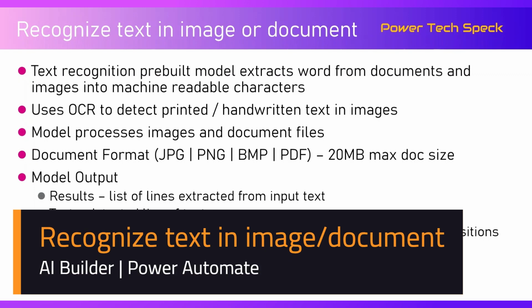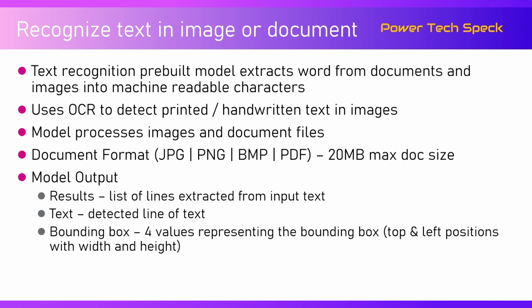Let's look into one of the actions within AI Builder, named Recognize text in an image or a document. So what does this action do? This action recognizes the text and extracts the words from documents and images into machine-readable characters. Basically, it uses OCR, optical character recognition. Recognize text in image or document is an action within the AI Builder module, which you can utilize in a Power Automate flow.